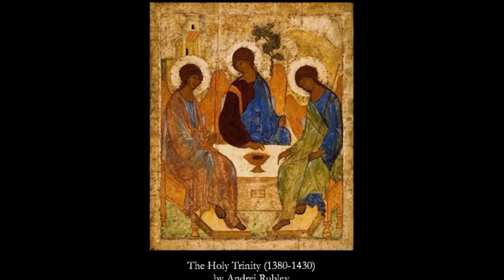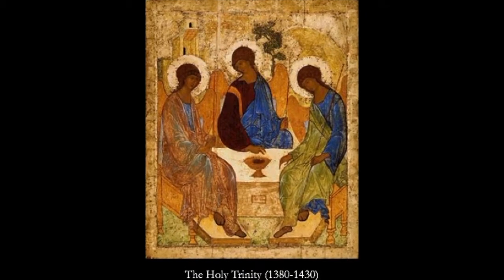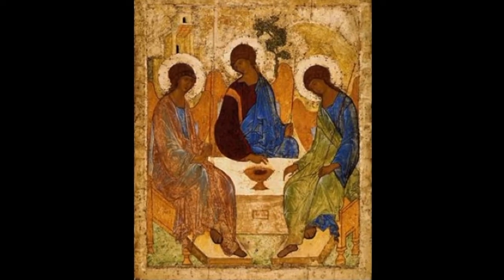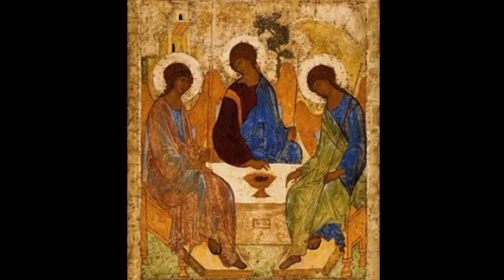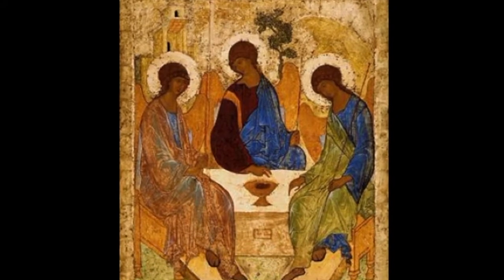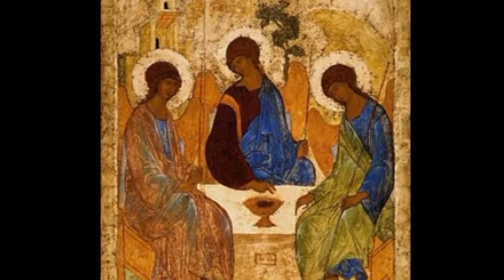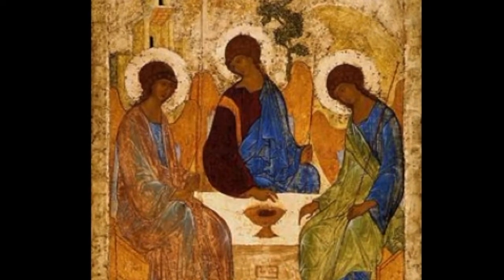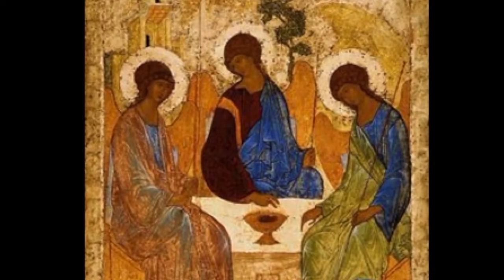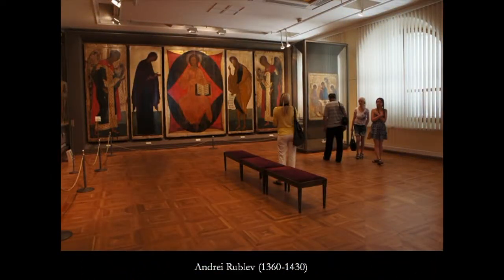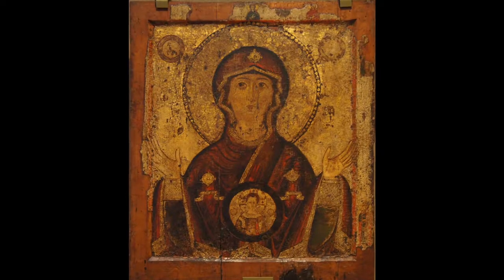You can see here that the icon painters used a lot of symbols. So here we see circles around the heads of the Christ and the Virgin Mary, and that is to indicate that they're heavenly figures. The scene itself is within a square, and so the square represents earth. These are painted on wood and often in tempera paint. This is another one of his. It's a series that's at the Tretyakov Gallery in Moscow.